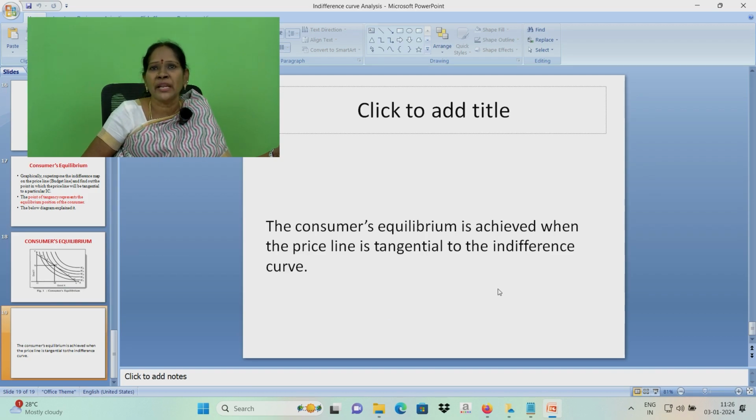Now I think you can understand why we are not selecting any point outside the budget line or inside the budget line. So the conclusion is, the consumer's equilibrium is achieved when the price line is tangential to the indifference curve. In that position only you can get the consumer's equilibrium, or the optimum level of satisfaction. Is that clear? Thank you.